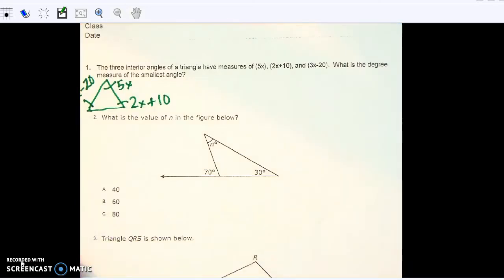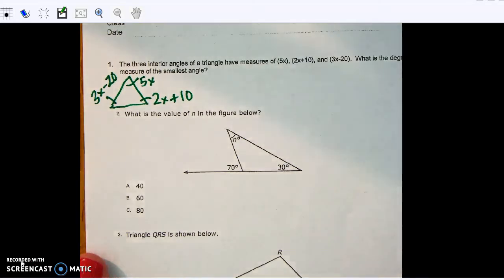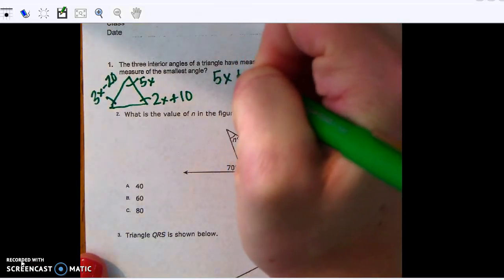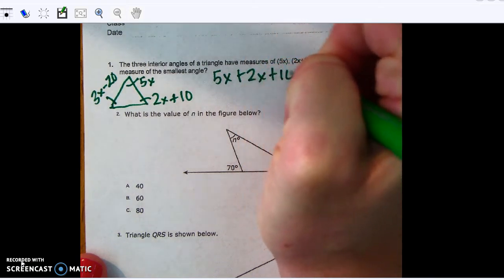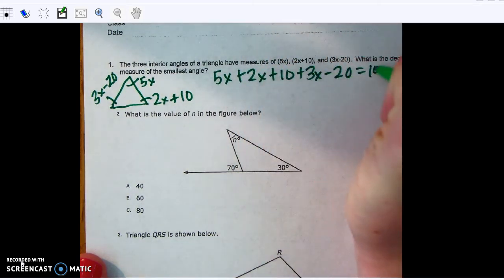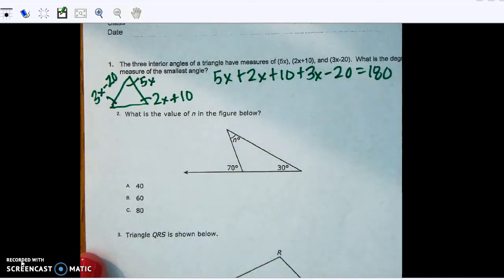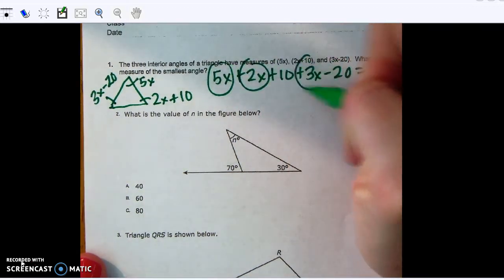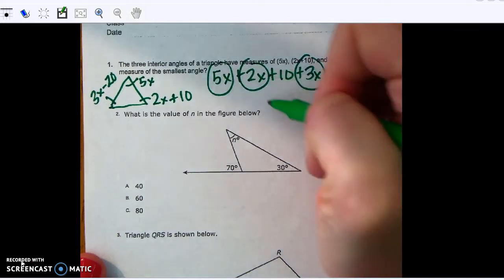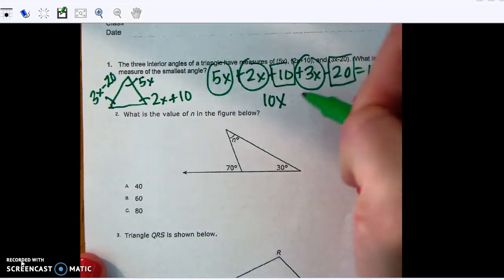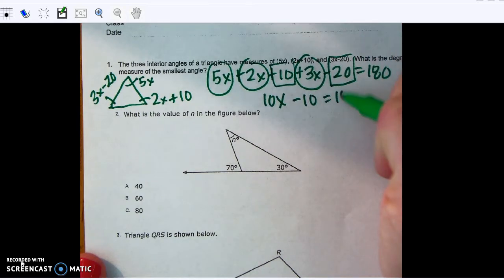I know that all the angles of a triangle add up to 180, so I can write the equation 5x plus 2x plus 10 plus 3x minus 20 is equal to 180. Now I'm just going to solve that equation for x. I can combine like terms. 5x plus 2x plus 3x is 10x. And then 10 minus 20 is negative 10, equals 180.